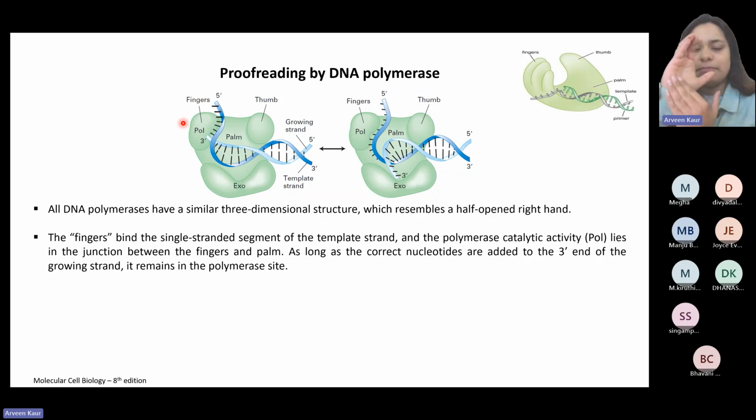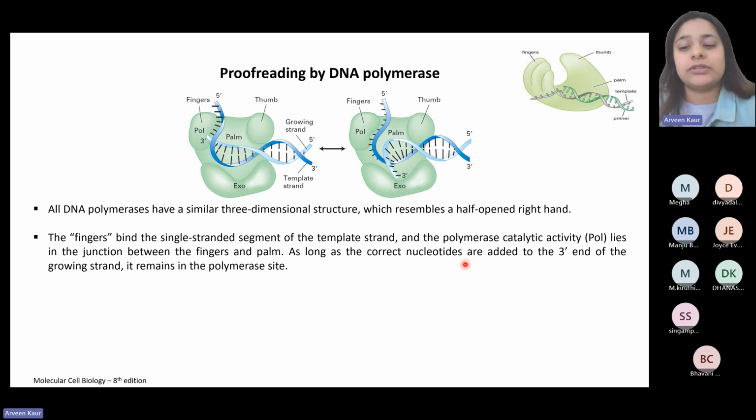And this end of the palm will have an exonuclease activity in case something goes wrong. When we are actually synthesizing new DNA, it will come back over here. How will it come back? Let us read. The fingers bind the single stranded segment of the template strands. As you can see over here, the polymerase catalytic activity, or POL, lies in the junction between the fingers and the palm. So it lies over here, right?